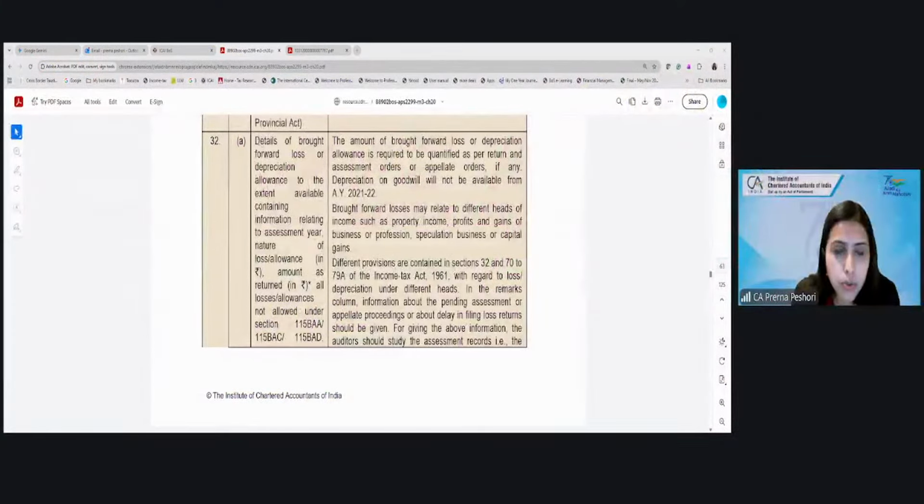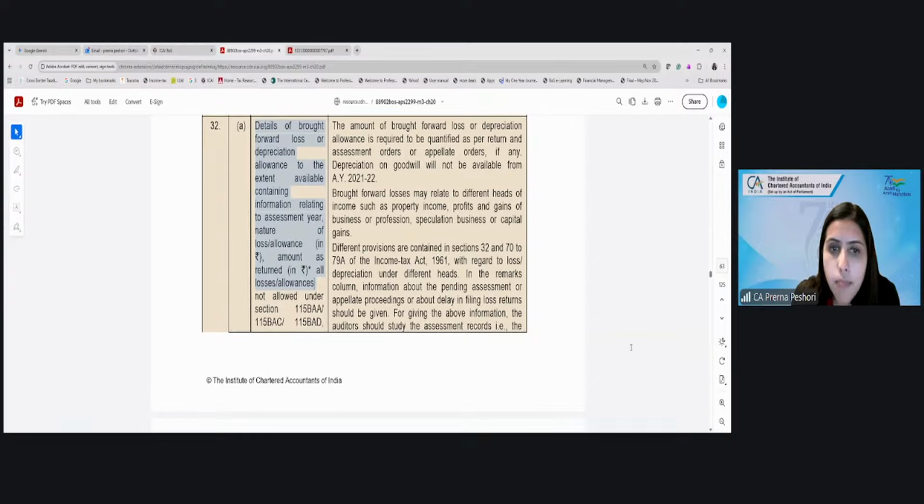This is clause 32. Details of brought forward loss or depreciation allowance to the extent available containing information relating to the assessment year, nature of loss or allowance, amount as returned, or losses or allowances not allowed under 115BAA, BAC, BAD. So, what are these losses, students?